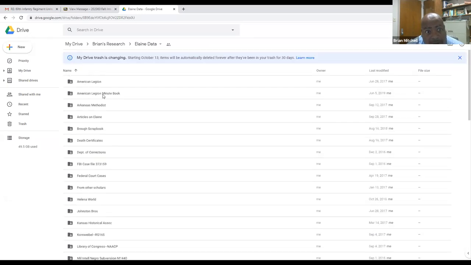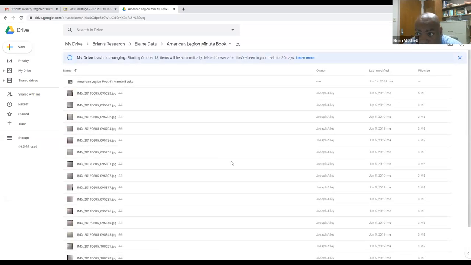One of the big discoveries was the American Legion Hall Minute Book. We found a reference to the Minute Book in an old article that had been written in the 50s, and nobody knew where the record book was. Well, we were able to find the record book in the dusty museum attic.